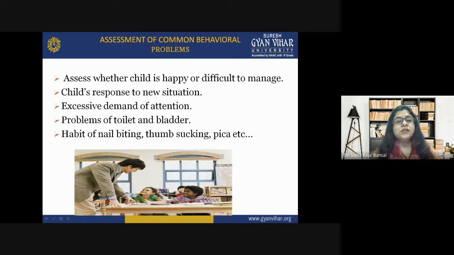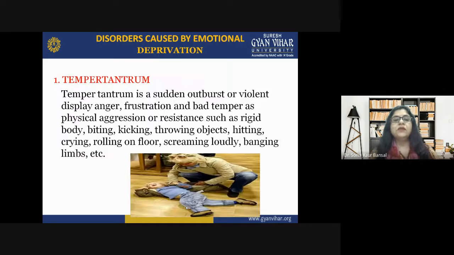So students, just try to understand that when we are talking about children who have common behavioral problems, what kind of behavior problems they are facing: a habit of nail biting, thumb sucking, pica, etc. are also seen among children. All right, students, now let's understand disorders caused by emotional deprivation. We have already understood what emotional deprivation is, and now one by one we are going to see the disorders. I have just given you the terms now.